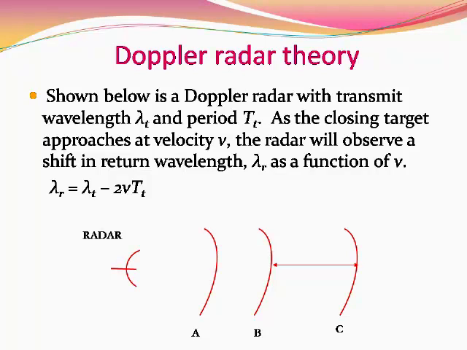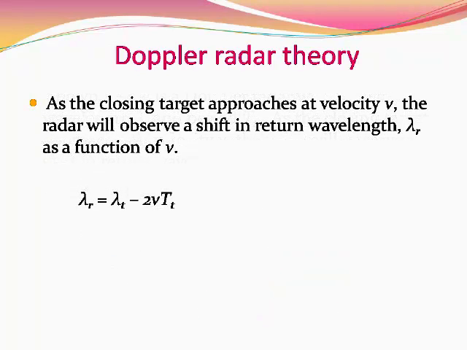So here we can see in this equation shown, the lambda r, or the received signal wavelength, is going to be different from the transmitted signal wavelength by an amount of 2Vt. What is this 2Vt? Let us see in the next slide.